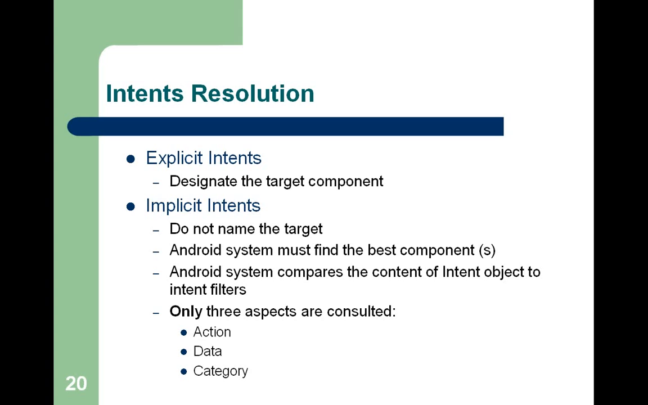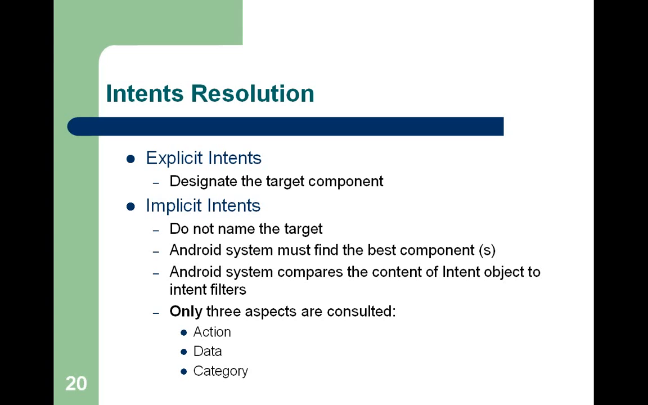We just talked briefly in the last slide about the component name. What happens if we specify the component name or if we don't specify the component name? So there are essentially two kinds of intents, explicit intent and implicit intent. Explicit intent is one in which we designate the target component. We specify the component name, and in that case nothing specific is required. Android system just launches that component.